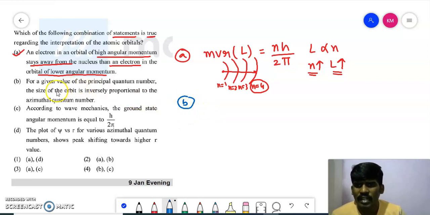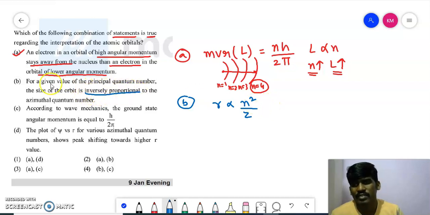Let's talk about B. They have given that for a given value of the principal quantum number, the size of the orbit is inversely proportional to the azimuthal quantum number. R is proportional to n square upon Z as per the radius of nth orbit formula, as you know. Here R is directly proportional to n. As L value increases, n value also increases, obviously R value also increases. That means both are directly proportional, but here they have given inversely proportional. So statement B is wrong.